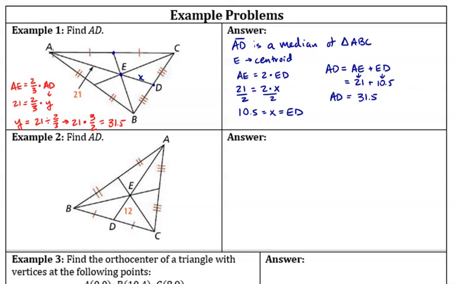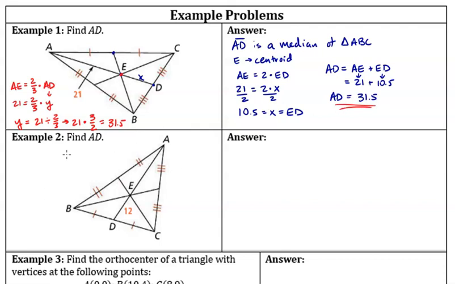I just think of, all right, E is the centroid. It's divided segment AD into the big part here and then the smaller part here. And that big part is 2 times the smaller part. And then we can fill in all our information. That's how we could find out that AD is 31.5.